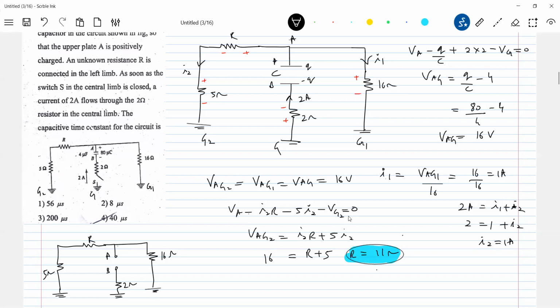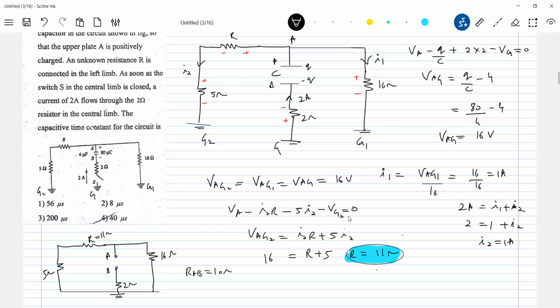If you find the earthing difficult, make them common earthing, so it is a little easier for you to manage the problem. R and 5 in series: R is 11 ohm, 11 plus 5 is 16. 16 parallel to 16 is 8 ohm. 8 ohm in series with 2 ohm is 10 ohm. So what is RAB? 10 ohm.